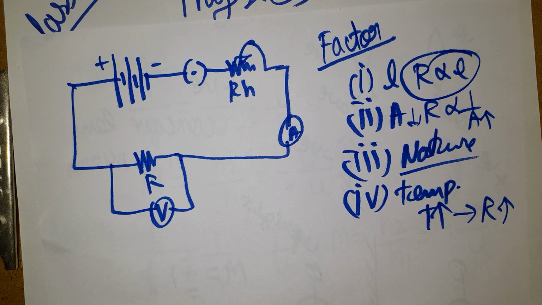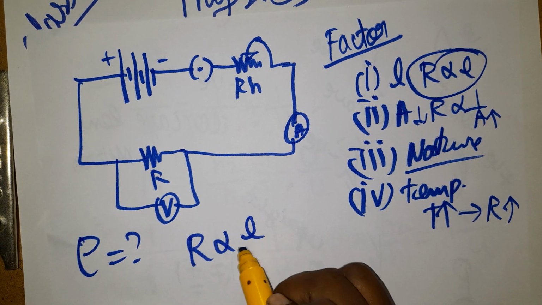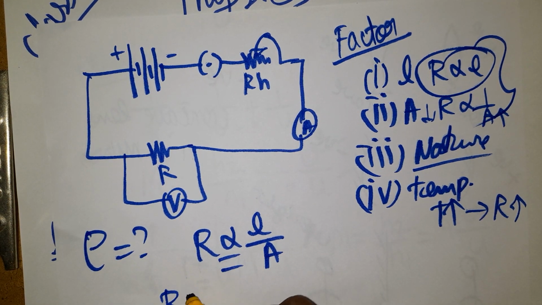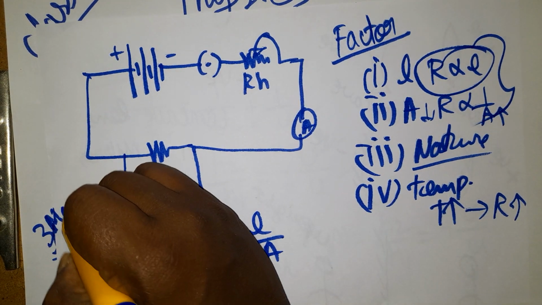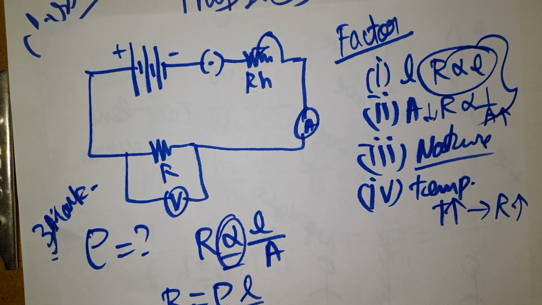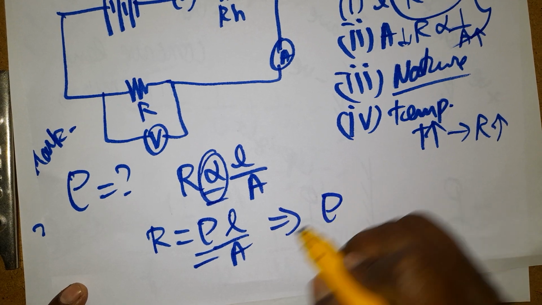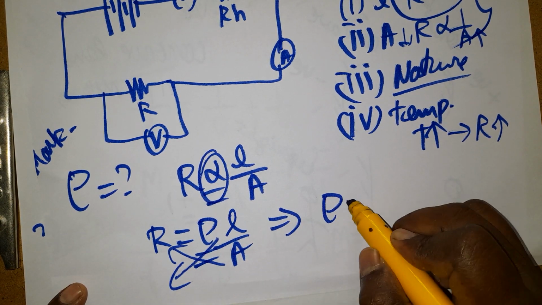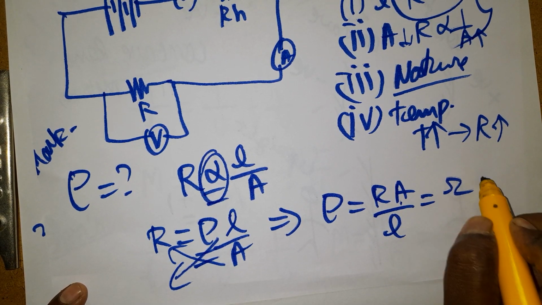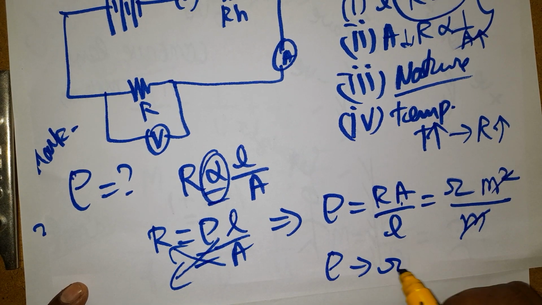Okay, now the resistivity derivation. Resistance is directly proportional to L, inversely proportional to A, which we know already. If you remove directly proportional, you will get resistivity. It's a very important 3 mark question. R is proportional to L by A. Whenever you remove directly proportional, you should include the constant. Here the constant is called resistivity. If you want to find resistivity, take area this side, length this side. So rho is RA by L. Unit of resistance, ohms. Unit of area, meter square. Unit of length, meter. So resistivity unit is ohm meter.